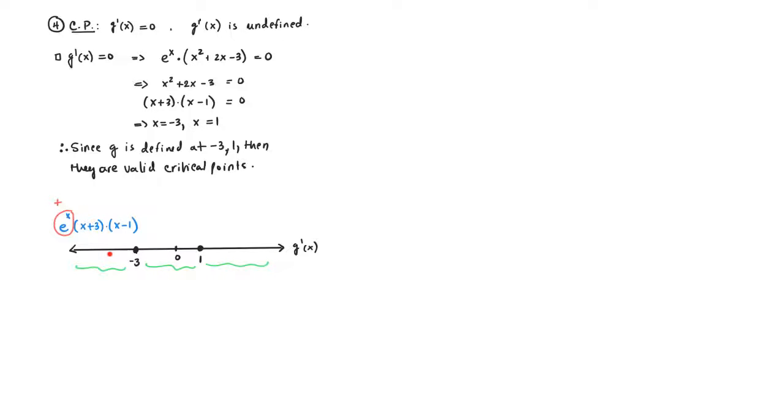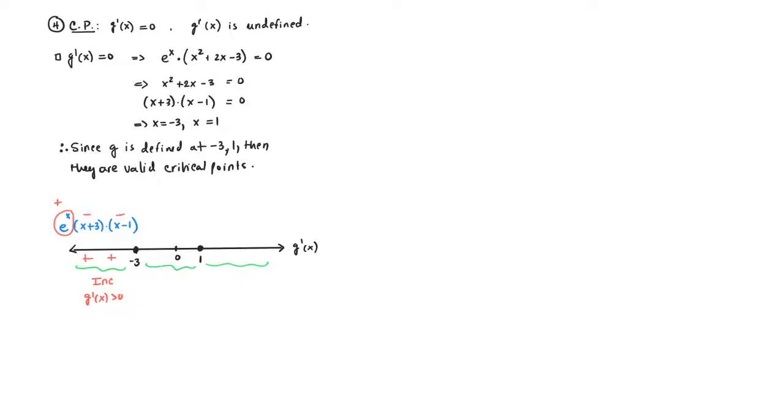I'm going to choose a test point on the left of negative 3, something like negative 4. And I'm going to plug in negative 4 here for x and here as well. So let's see. Negative 4 plus 3 is going to be negative. Negative 4 minus 1 is negative. A negative over a negative is going to give me a positive. So I'm going to write over here positive and positive. That means that my graph is increasing in this interval because the first derivative, g prime of x, is greater than 0.